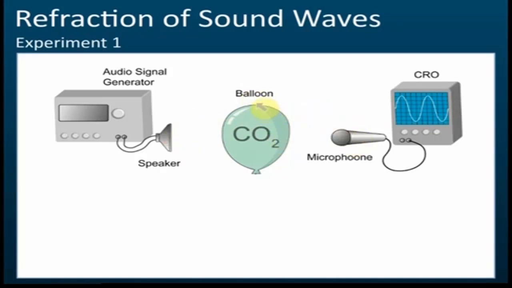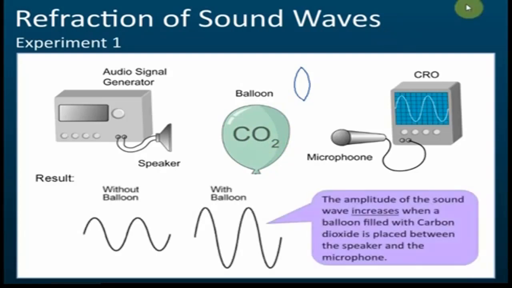Take note that the shape of the balloon is like a convex lens. Okay, convex lens. In the first experiment, we fill the balloon with carbon dioxide gas. And the result we found is that with the balloon, the amplitude of the sound increases compared to without the balloon.